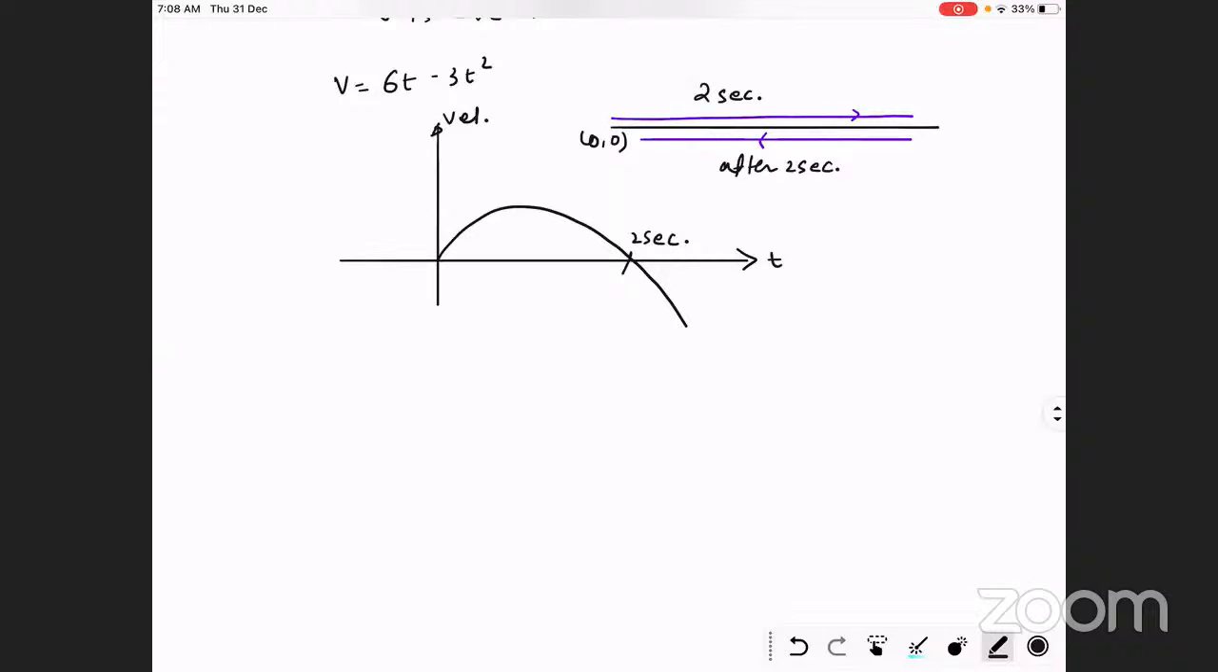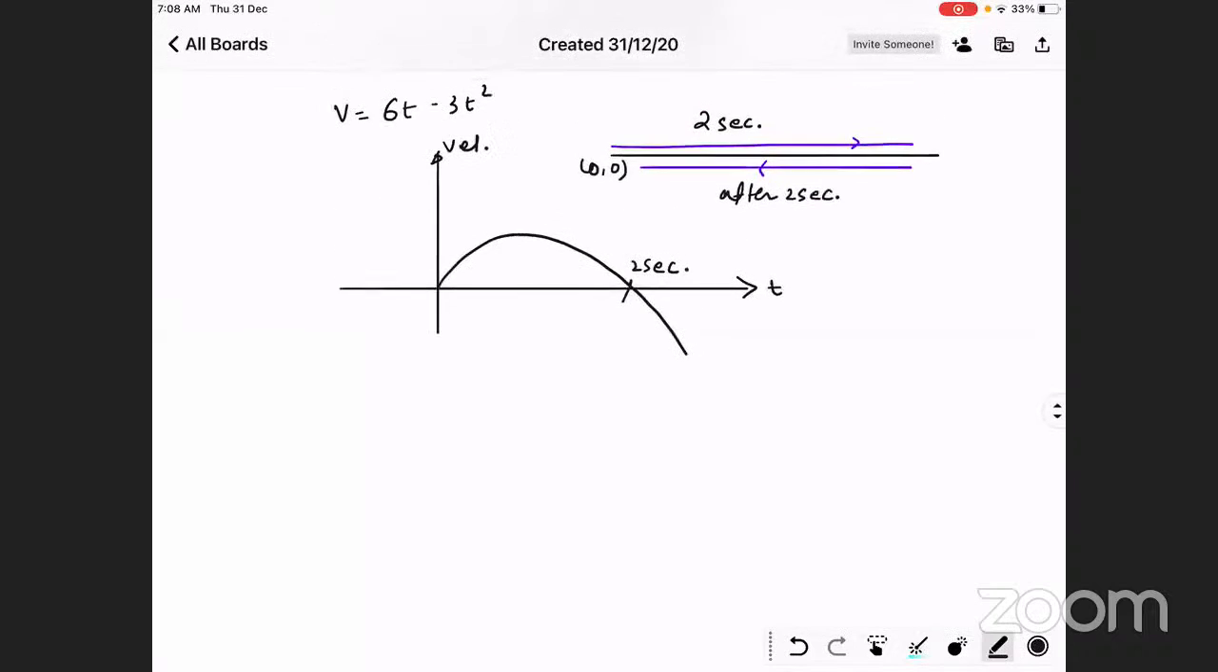Give me a minute, please. If anyone got the answer, please tell me the answer. Okay, no one got it?